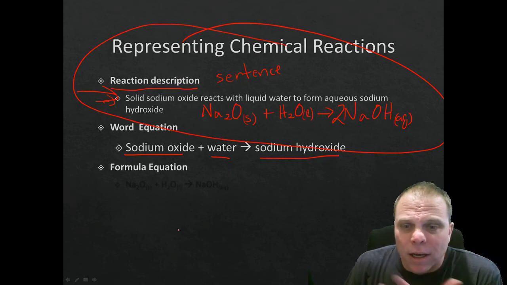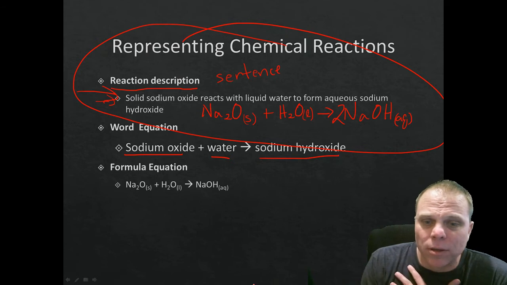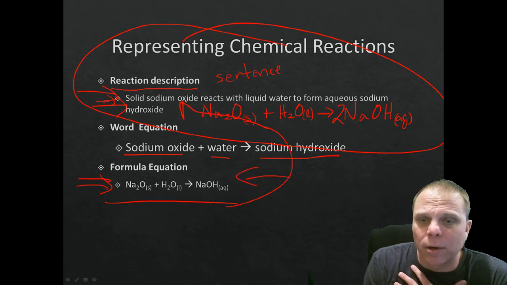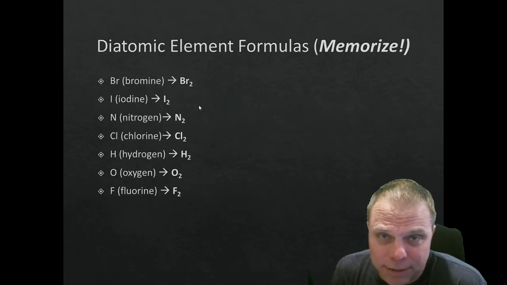And then, of course, what I told you is you need to be able to do this, right? You need to be able to take the words and turn it into this. But you should also be able to take this and turn it back into the words, right? So you should be able to go both directions.